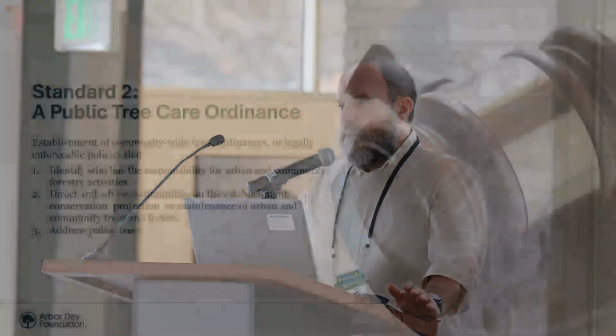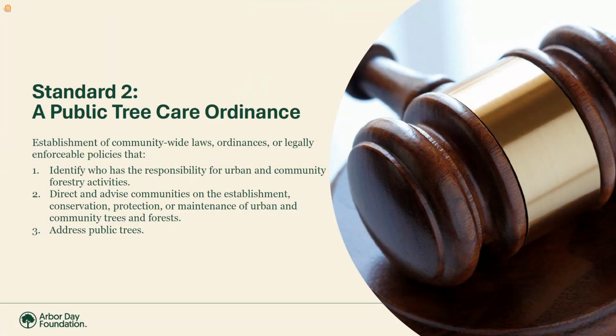What I want to talk about now, switching from the sort of advocacy and the value of involving volunteers and community members in the work that you do, is the public tree care ordinance. So it's fairly basic, and again, done that way intentionally. You need to define somebody that's responsible for trees in your community and can make choices. You need to, in the ordinance, give some sort of direction around tree care activities.